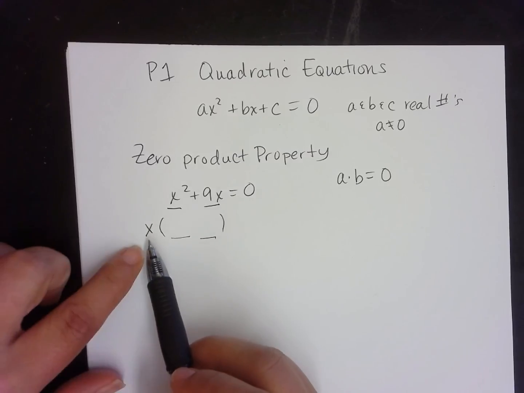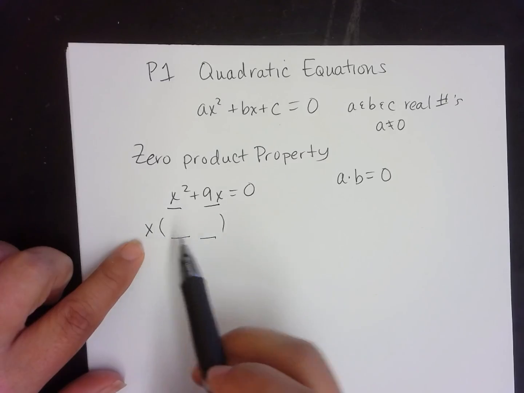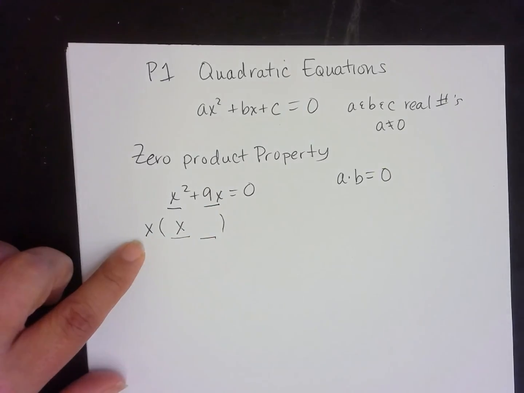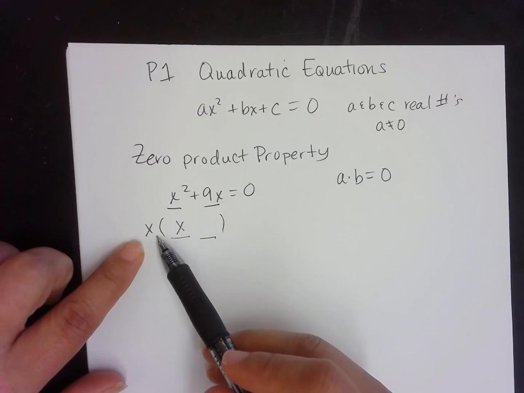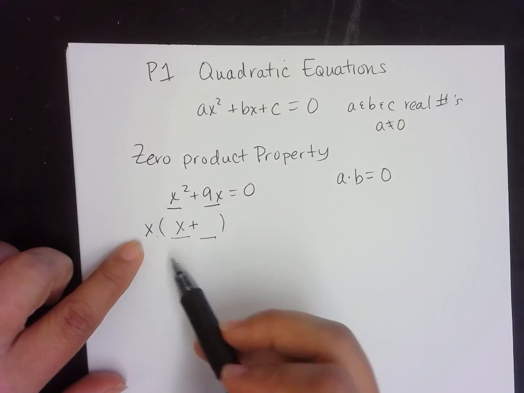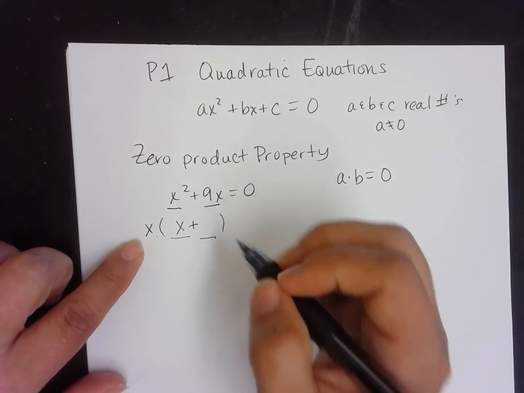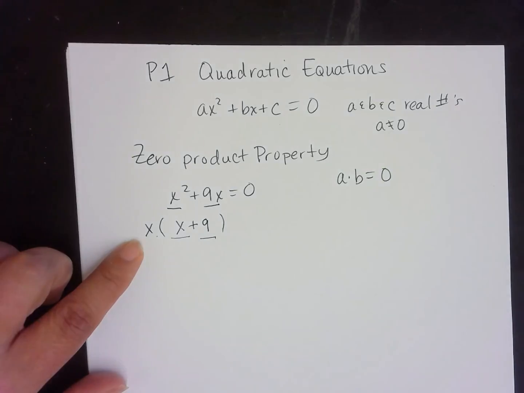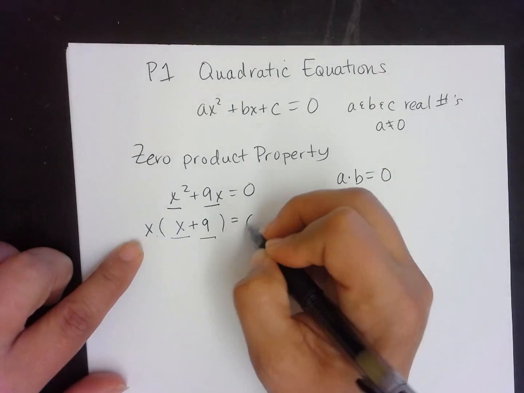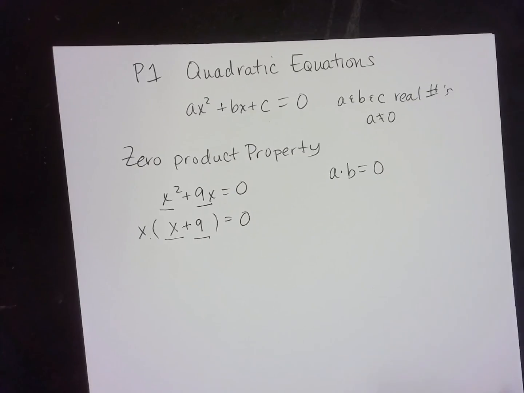So now I need to multiply x times something here that'll give me x squared. So I already have one of the x's. I need 2, so this is an x. And then I need something here to multiply. I'm going to need a plus because this is a plus. So x times what will give me 9x? Well, it will be 9. So I close my parentheses, which are already there, and I have equal to 0. And so now I have x times x plus 9 equals 0.